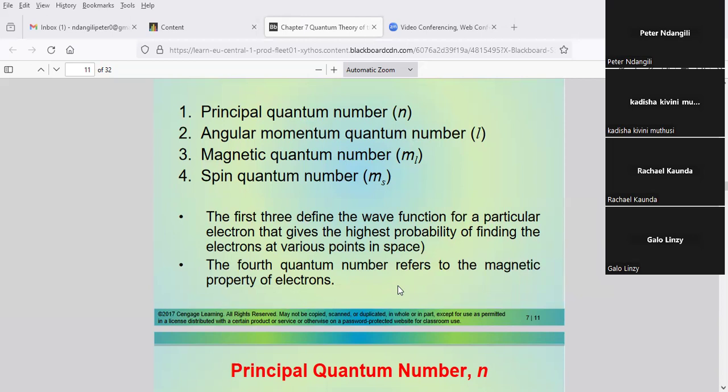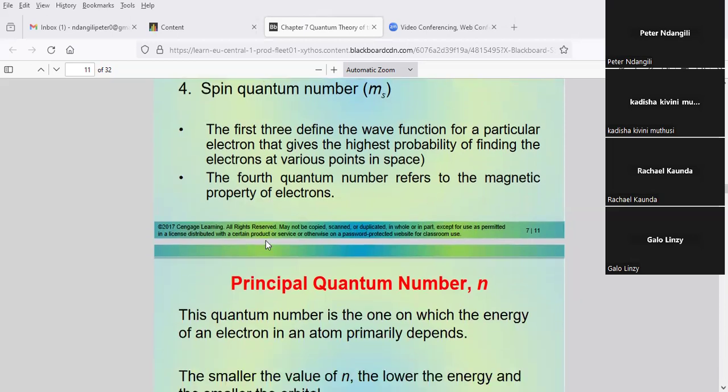Having said that, I want us now to go into the details of each of these four quantum numbers. I want you to listen very keenly because there is very important information which you are going to use from now and in the rest of your chemistry. It is going to rely heavily on this basic information we are giving now about the electrons and how they are arranged in an atom.